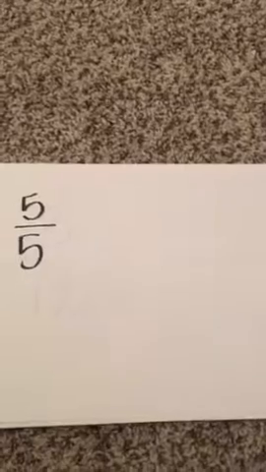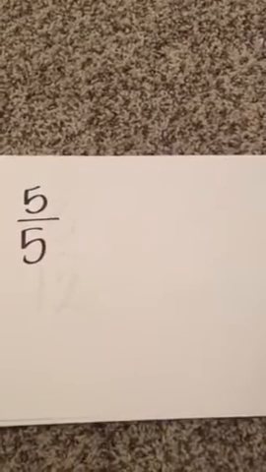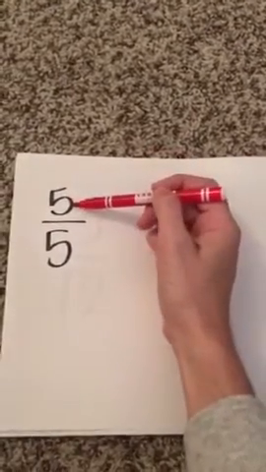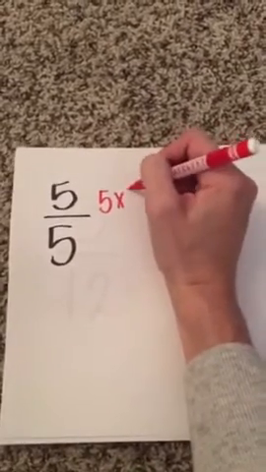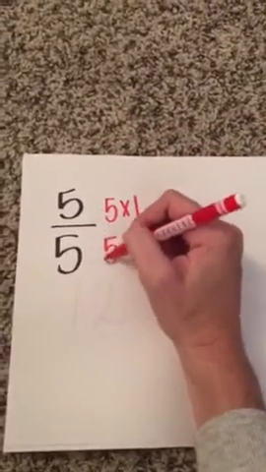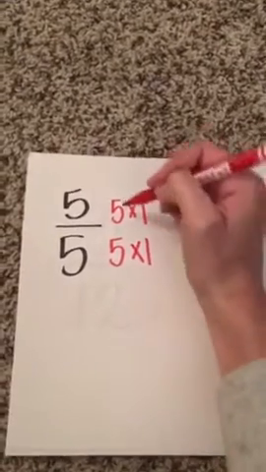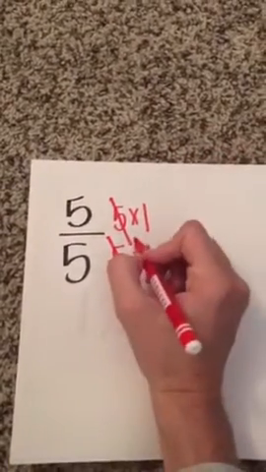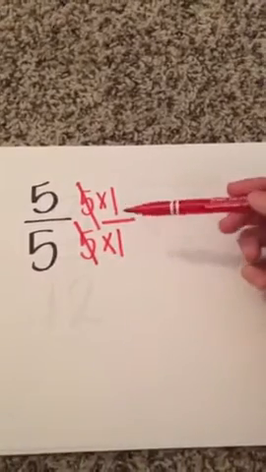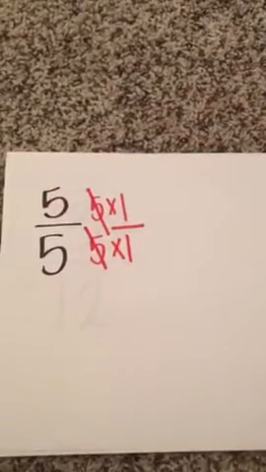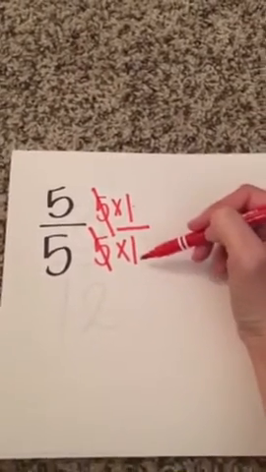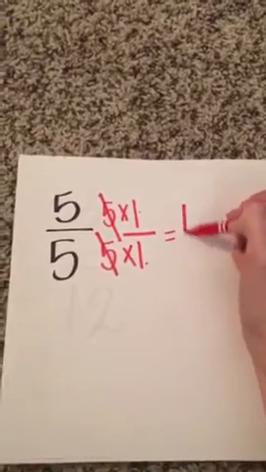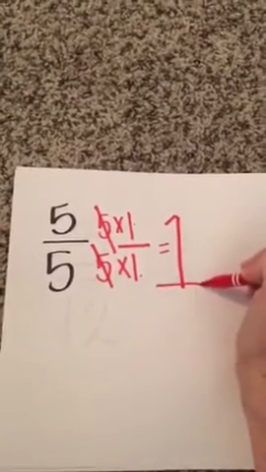Looking at 5/5, I notice that 5 and 5 have a common factor of 5. 5 times 1 equals 5. I can cross out the common factors, and I notice that 1 over 1 is the simplest form of 5/5, which I also know that when a numerator and a denominator are the same, it really means that it equals a whole number.